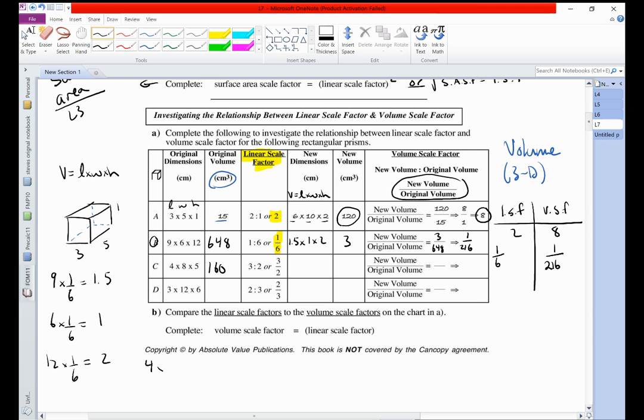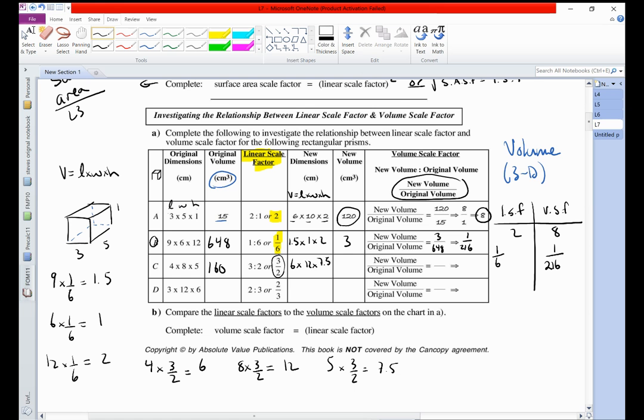So 4 multiplied by 3 over 2, and that gives us 6, 8 multiplied by 3 over 2, and that gives us 12, by 5 multiplied by 3 over 2, and that gives us 7.5, good old decimal. So now our new rectangular prism is a 6 by 12 by 7.5. It's a little bit bigger, which is what we expected because our linear scale factor was larger than 1.